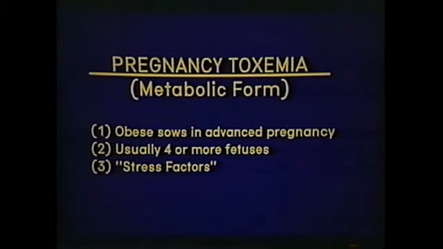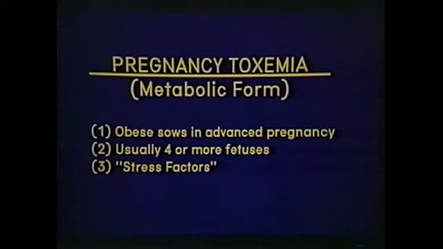Pregnancy toxemia, two identified forms of this disease. The so-called nutritional or metabolic form occurs in obese sows in advanced pregnancy, usually carrying a fairly large number of fetuses. And stress factors are an important predisposing factor as well. Anything that's going to throw an obese sow in advanced pregnancy off feed for a period of time may well be sufficient time to result in mobilization of fat, cessation of carbohydrate metabolism, and the end result is ketosis and the typical pregnancy toxemia that results.